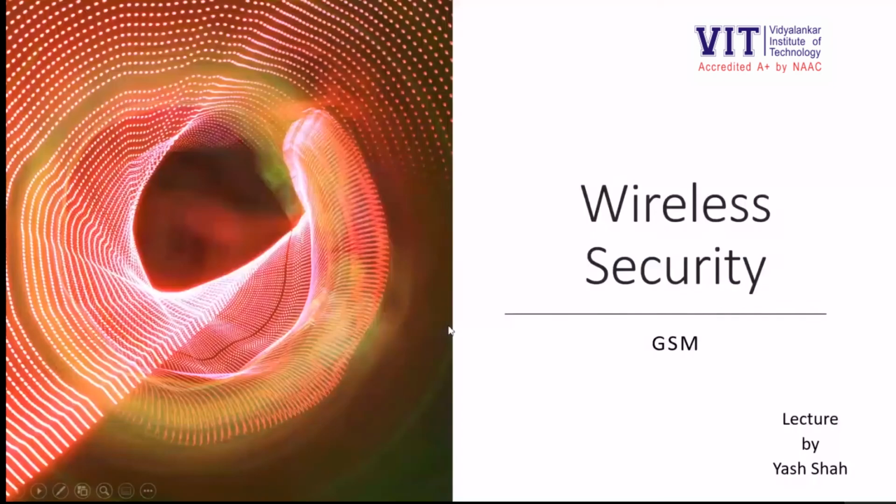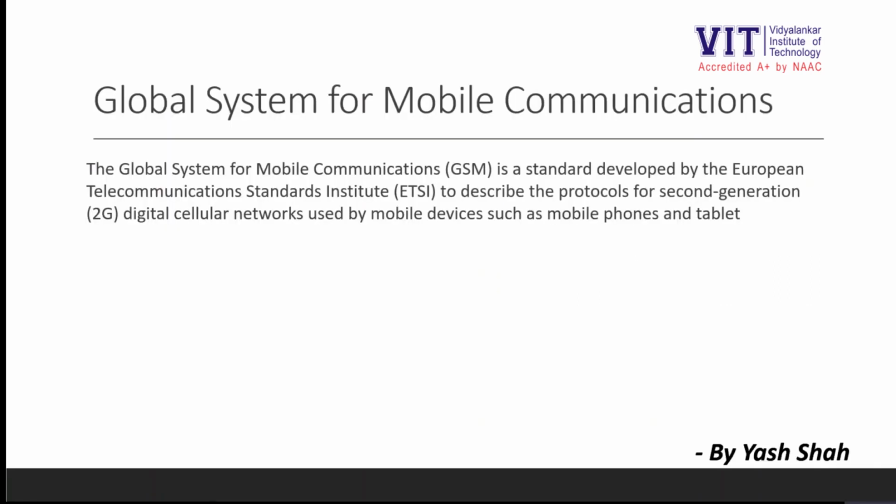In this lecture, we are going to see our first wireless technology and the security aspect of that wireless technology. The first wireless technology we are going to see is GSM, Global System for Mobile Communication. It is a standard developed by ETSI, European Telecommunication Standards Institute, to describe the protocols of the second generation, that is 2G cellular network.